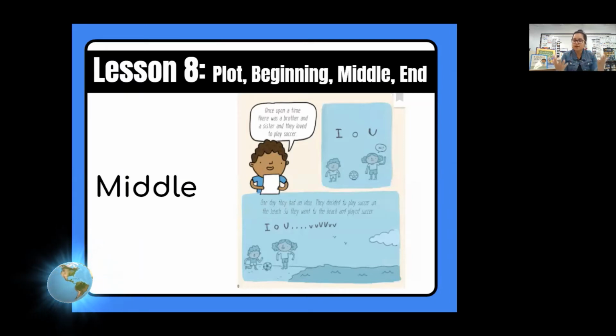Okay, who are the characters in the story? So the sister kind of helps them to decide where, which was at the beach, right? So now we have two characters in the story. It's the boy and the sister. Remember, he used the I for him. He used the circle for the soccer ball, and he used the letter U for what other character? The sister. See, that's how he became an author.